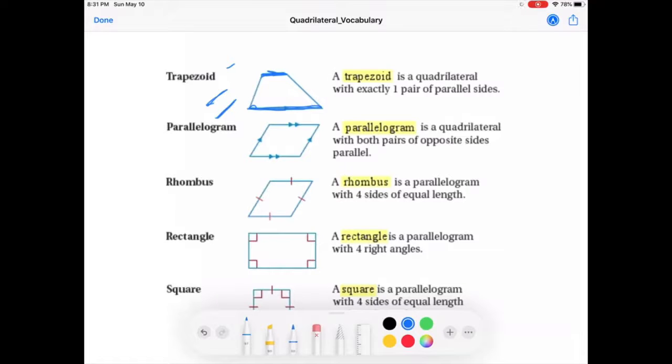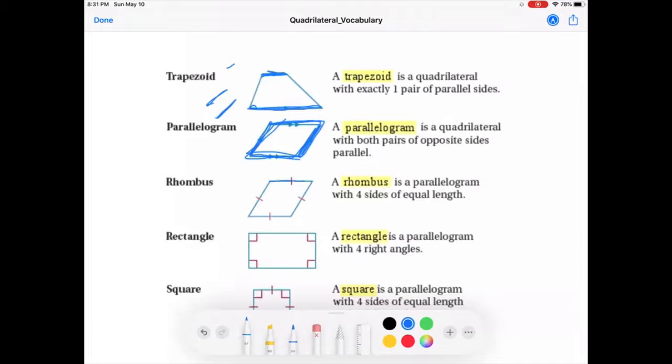A parallelogram is a quadrilateral with both pairs of opposite sides parallel. So these lines don't touch, and also these lines don't touch. So parallelogram, the whole thing is basically parallel to each other. That's why we call it a parallelogram. Usually looks like that.